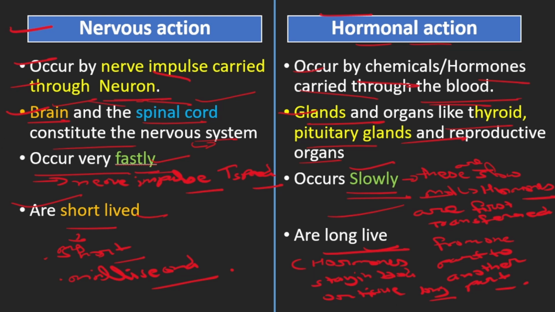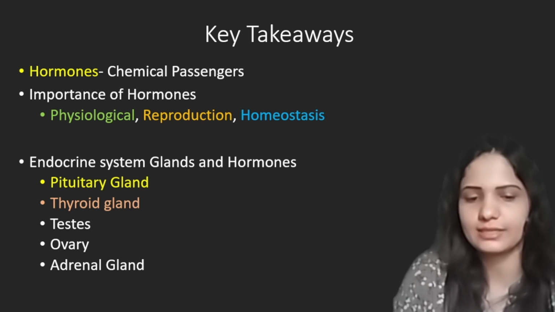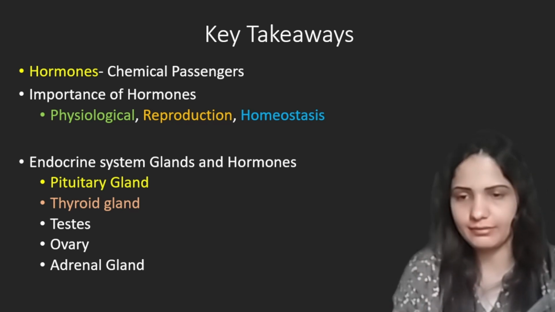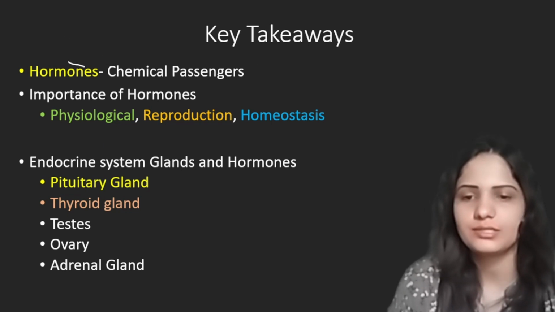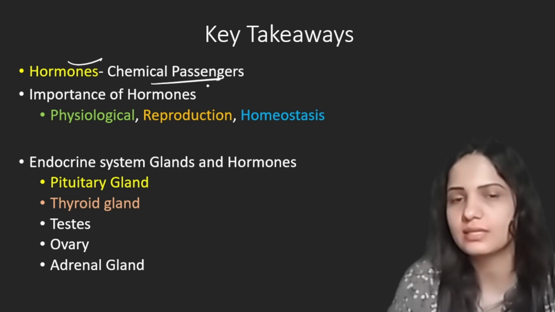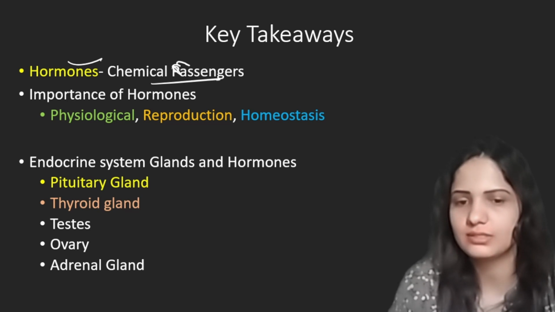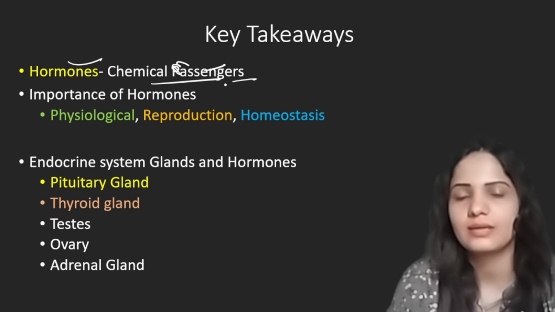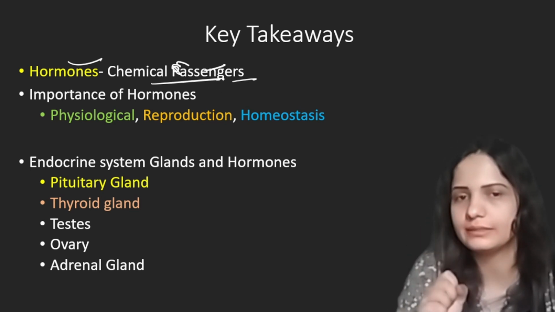Now, next we have the key takeaways of the chapter. To sum up the chapter, first, we have discussed hormones. Hormones are chemical messengers. These are the chemical messengers which transfer information from one body part to another body part through blood.